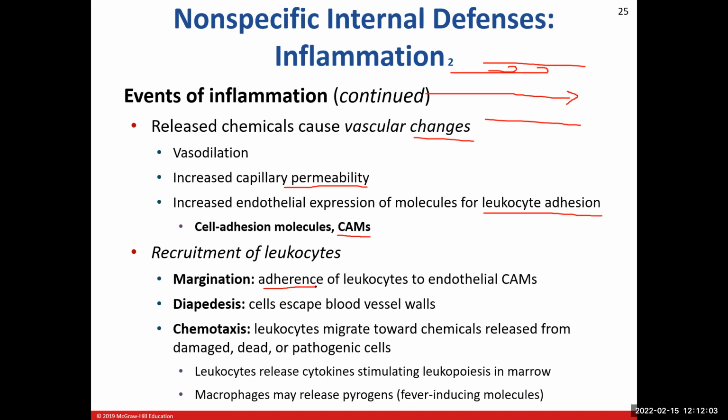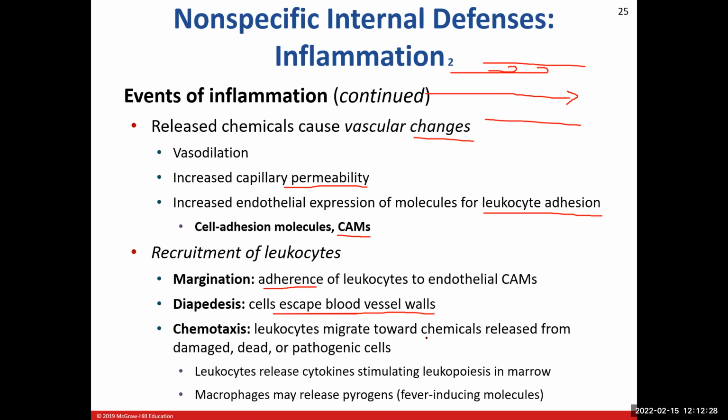Once that happens, now we're going to try to get that white blood cell to leave our bloodstream and get into the tissue. That process is called diapedesis. It will literally squeeze in between the cells of the blood vessel walls. And how do they know where to go? No problem, through the process of chemotaxis.